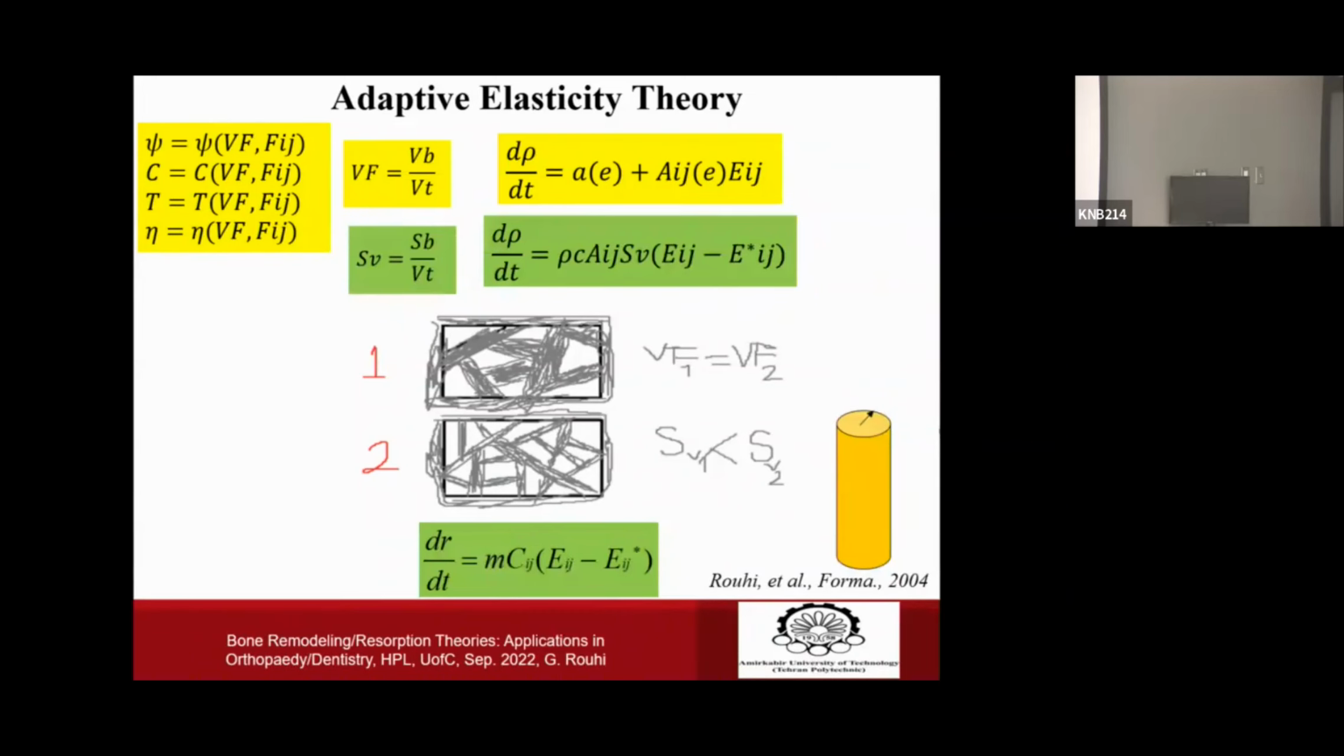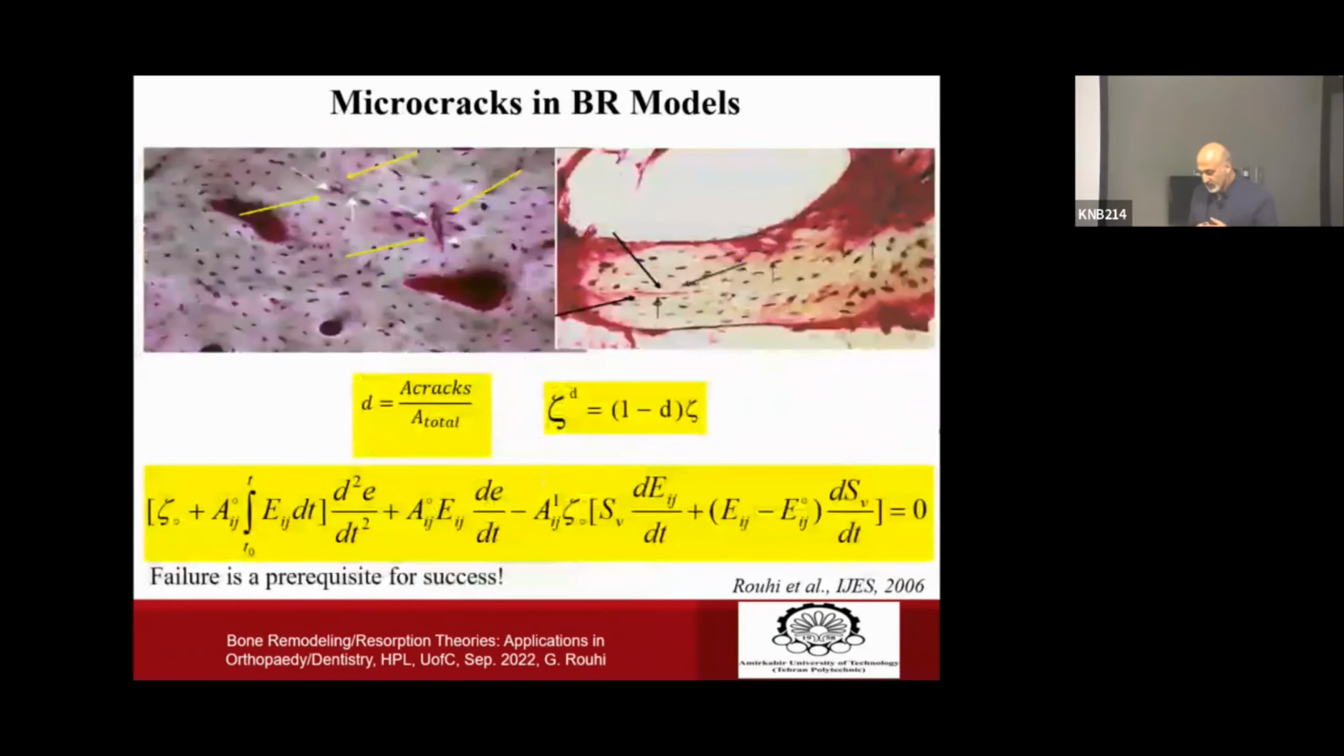If the cross-section of your bone is not circular, then using this formula, we can see that there should be a factor m here. This m is a function of the geometry of the bone. And this is in agreement with experimental observation.